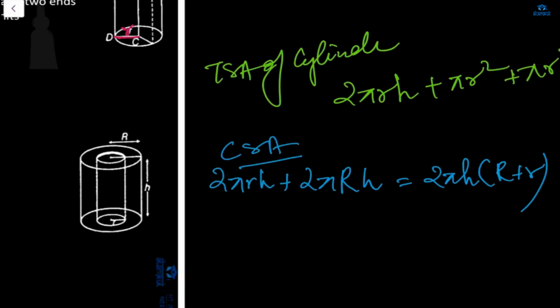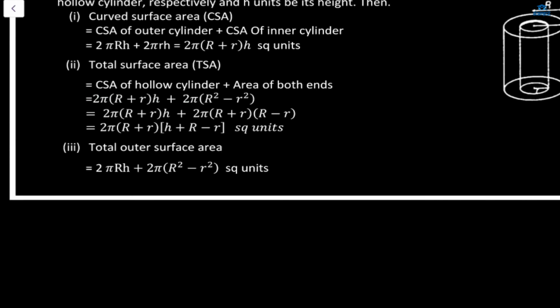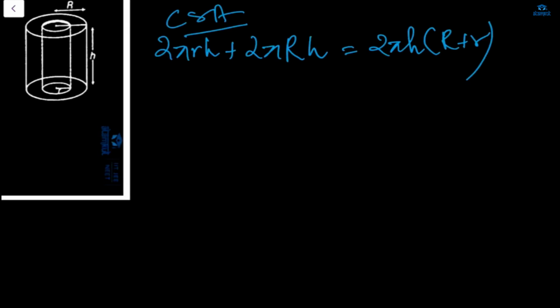Okay, now let's see the total surface area. What was the total surface area in the case of a normal cylinder? We were taking the curved surface area of the cylinder plus the area of both ends. So here also the formula remains the same: curved surface area, but here the curved surface area of the hollow cylinder, plus the area of both ends. The area of both ends will be pi r square, but here there are two different radii. So in TSA, curved surface area CSA plus area of two ends.